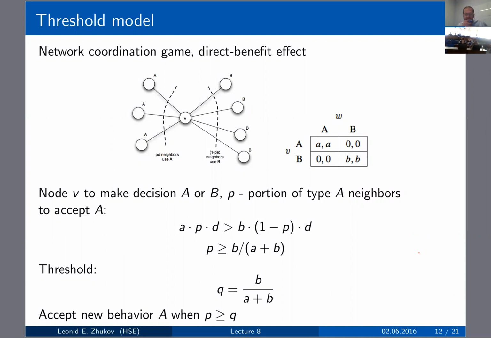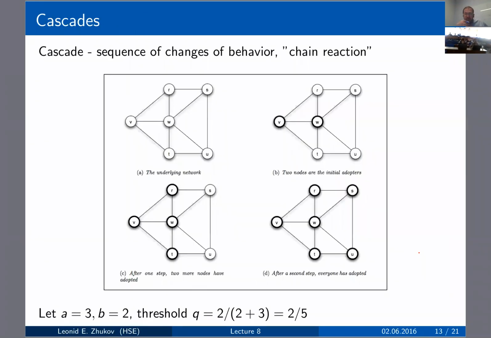So because of those thresholds, we're going to see or not see cascades in the network. And a cascade is a sequence of changes of behavior, or like a chain reaction. So let's look at this network. Very simple network. And let's assume this network uses a particular technology or a particular operator.